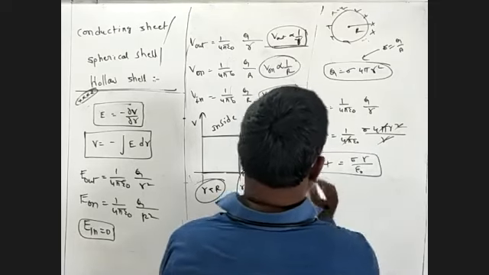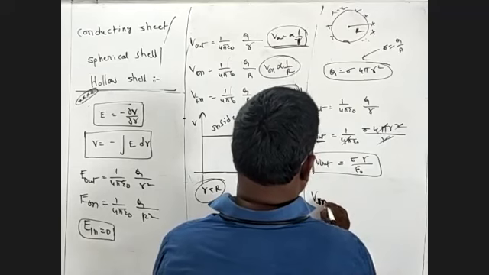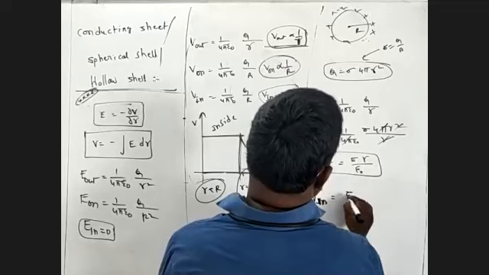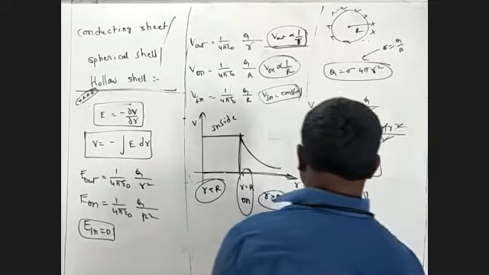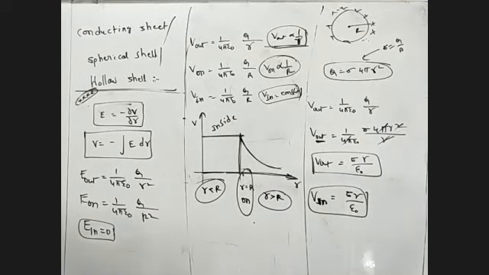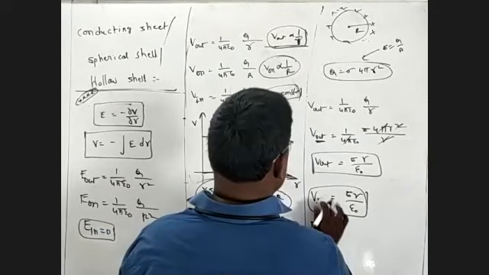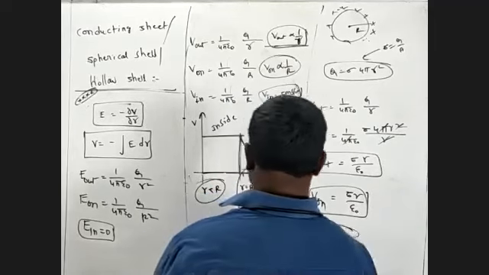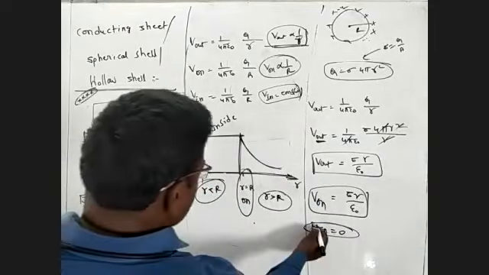This is V out. V in is equal to V on, which is sigma R by epsilon naught. V in is equal to V on, since this is on the surface. So V inside is equal to V on.